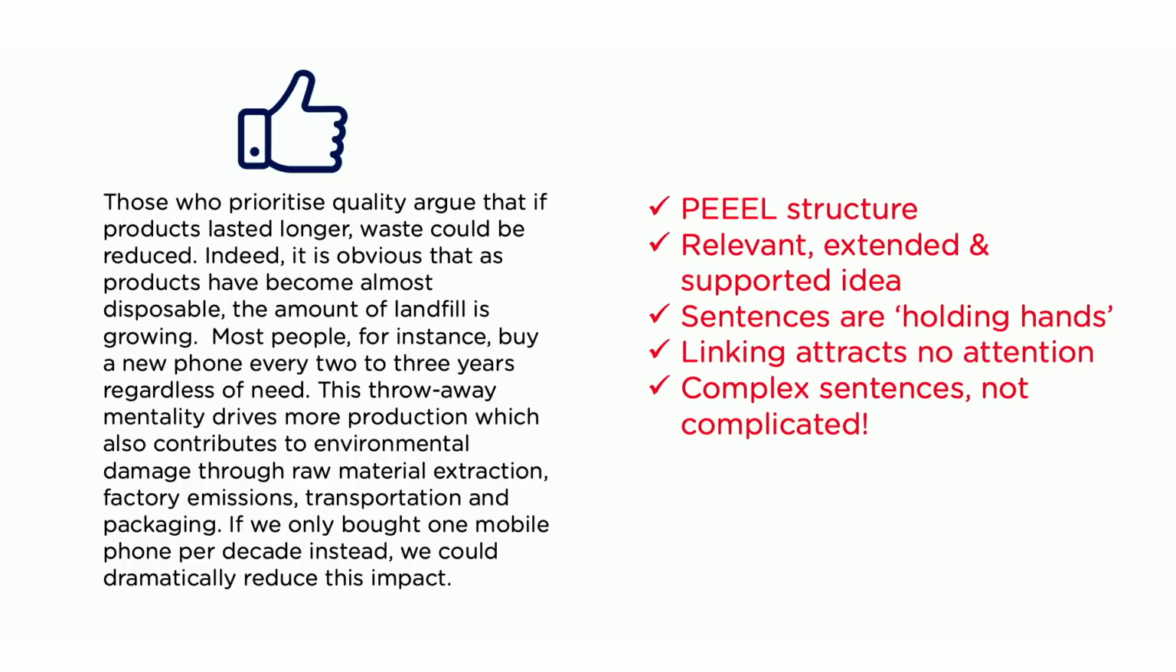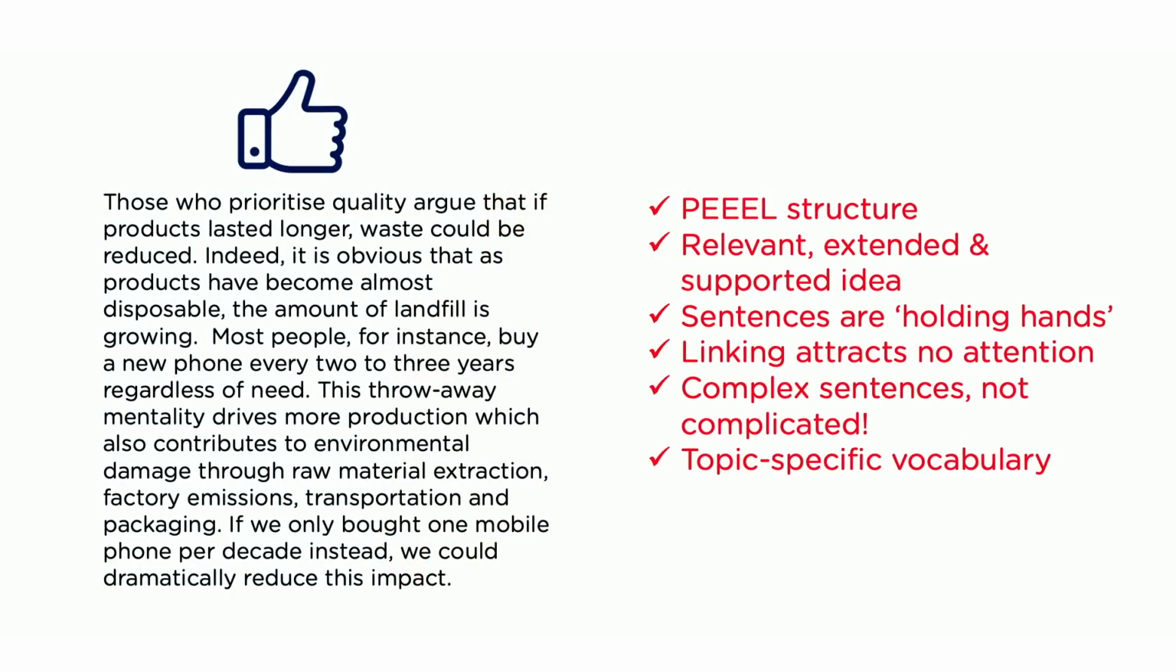Remember in the introduction I mentioned topic-specific language, topic-specific vocabulary. Can you see some more of that in this body one? So we've got things like prioritize quality, products lasted longer, waste, disposable, landfill. Even this one, new phone, specific type of product. Throwaway mentality, drives production, environmental damage. Lots and lots of rich vocab relevant to this topic. So the examiner would reward that topic-specific vocabulary with 7 or above.